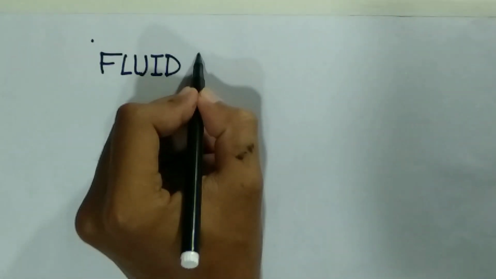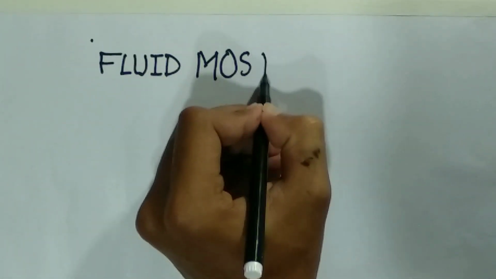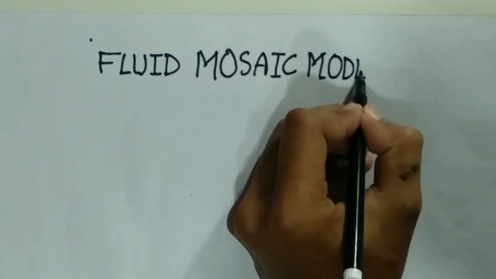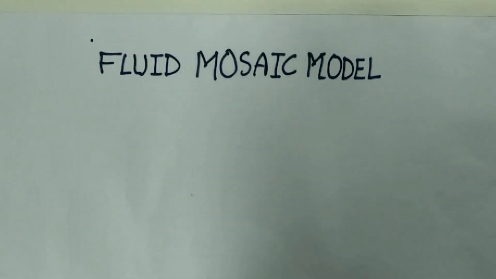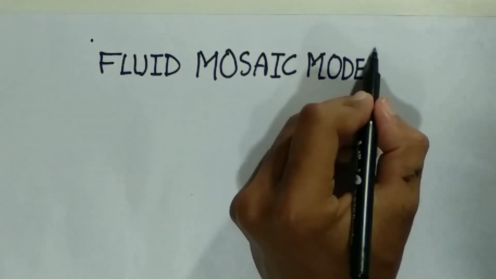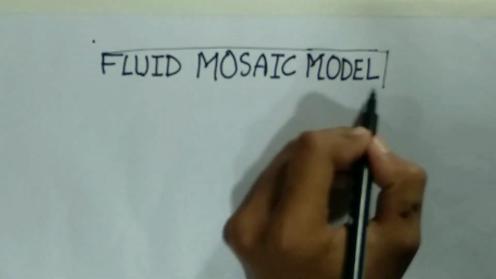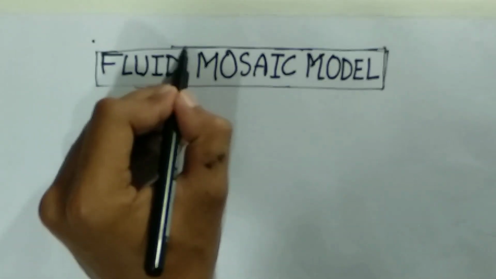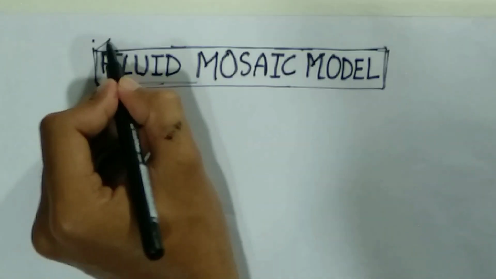Today we will discuss the fluid mosaic model. We know there are so many hypotheses describing the structure of biomembranes, like the sandwich or trilamellar model and the unit membrane model. But among them, the most accepted and the latest model or hypothesis is the fluid mosaic model.